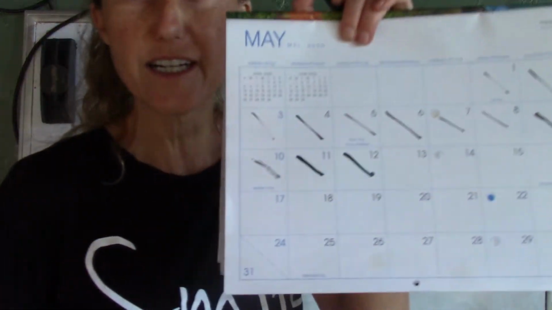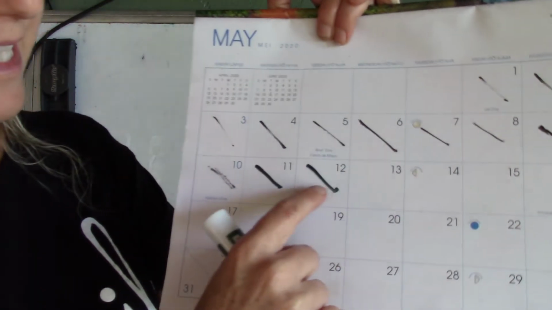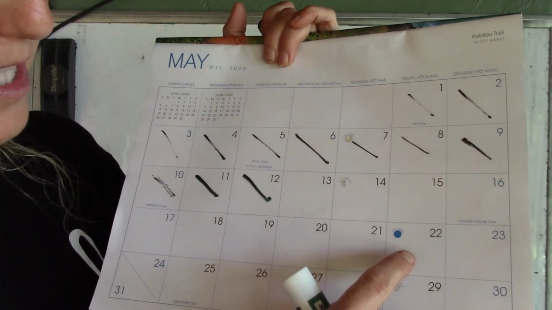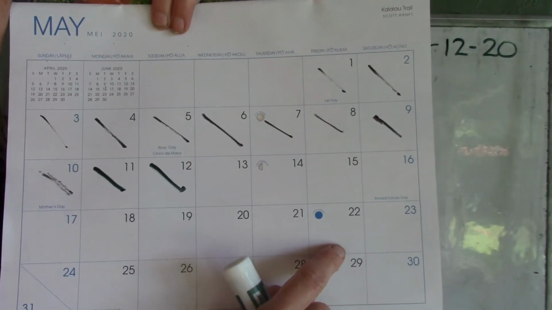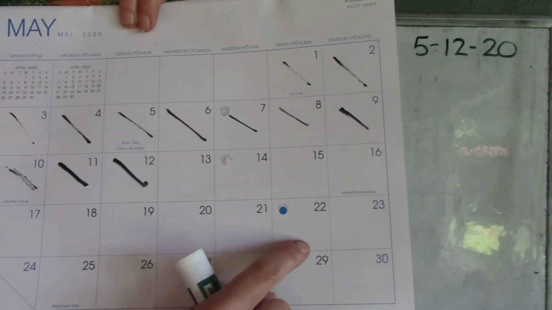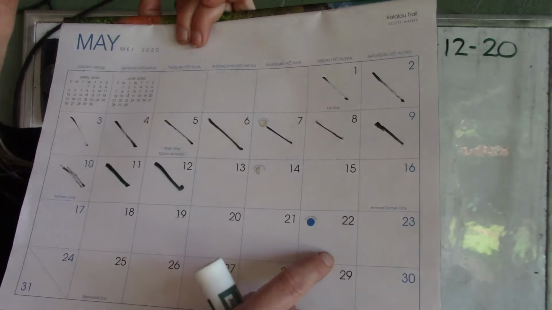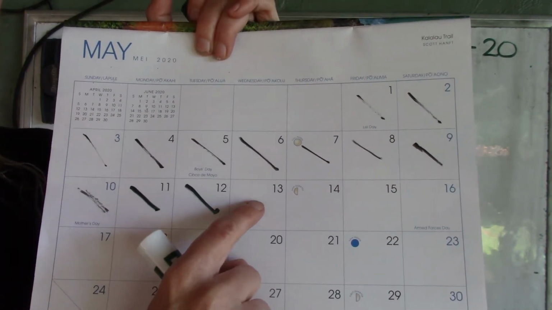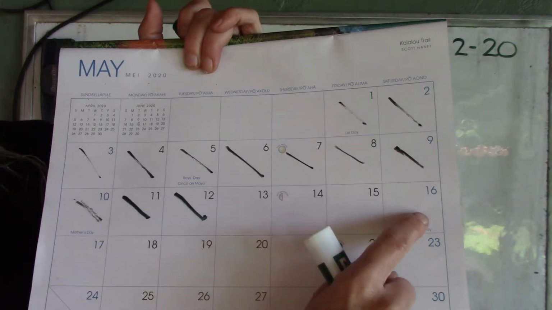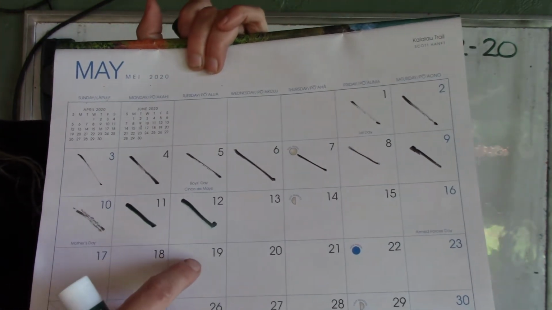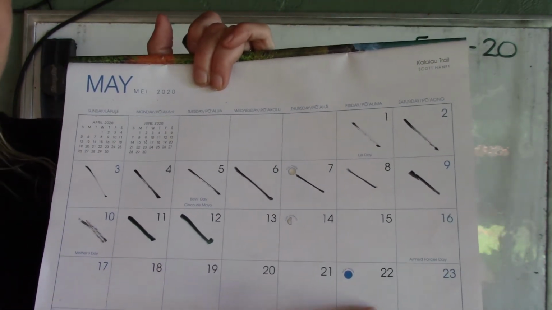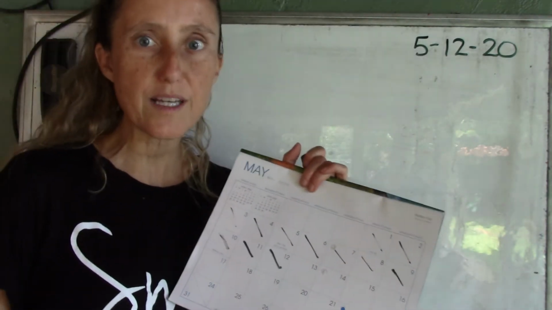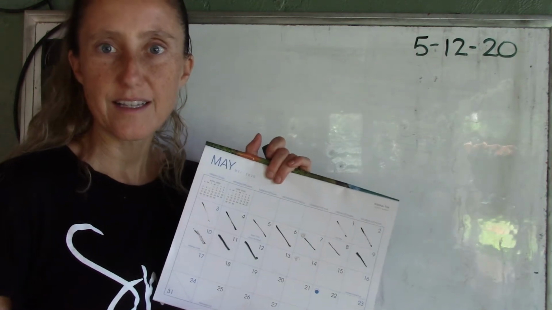If you look here, it is the 12th, right? And we see over here that the new moon is on the 22nd. How many more days until the new moon? So let's count. Remember, we don't count today, but we start counting tomorrow. 1, 2, 3, 4, 5, 6, 7, 8, 9, 10. 10 more days.